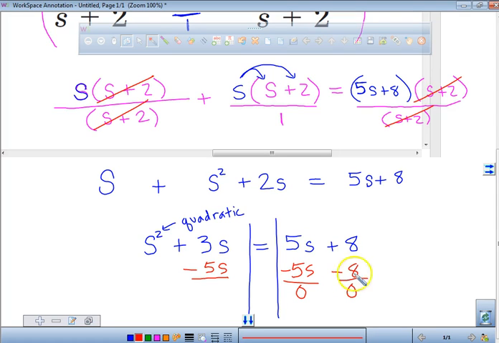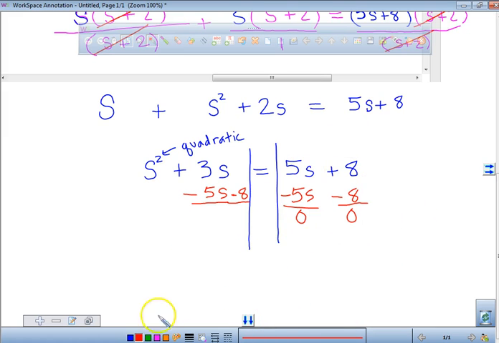Now, if I take away 8 from this side, I'm going to really carefully, nice and tiny, put minus 8 right over there. So we've zeroed everything out. So this whole equation is now set equal to 0 on the right-hand side. We're going to lead out with an s squared. 3s minus 5s gives me a negative 2s.